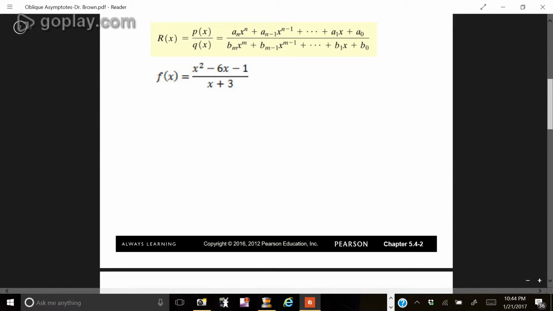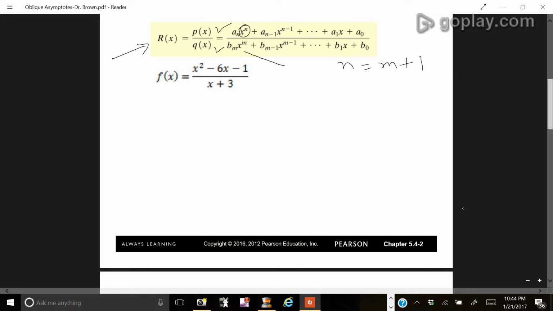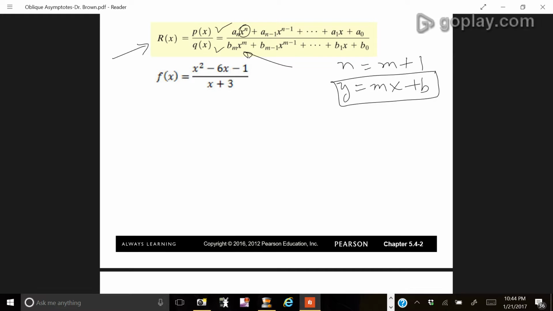You may recall that if you have a rational function, which is a ratio of 2 polynomials, and the order of the numerator is equal to 1 plus the order of the denominator, then you have a slant asymptote that will have an equation y equals mx plus b. This is the equation of a straight line. That would be its asymptote. And the question was, how do you find that?